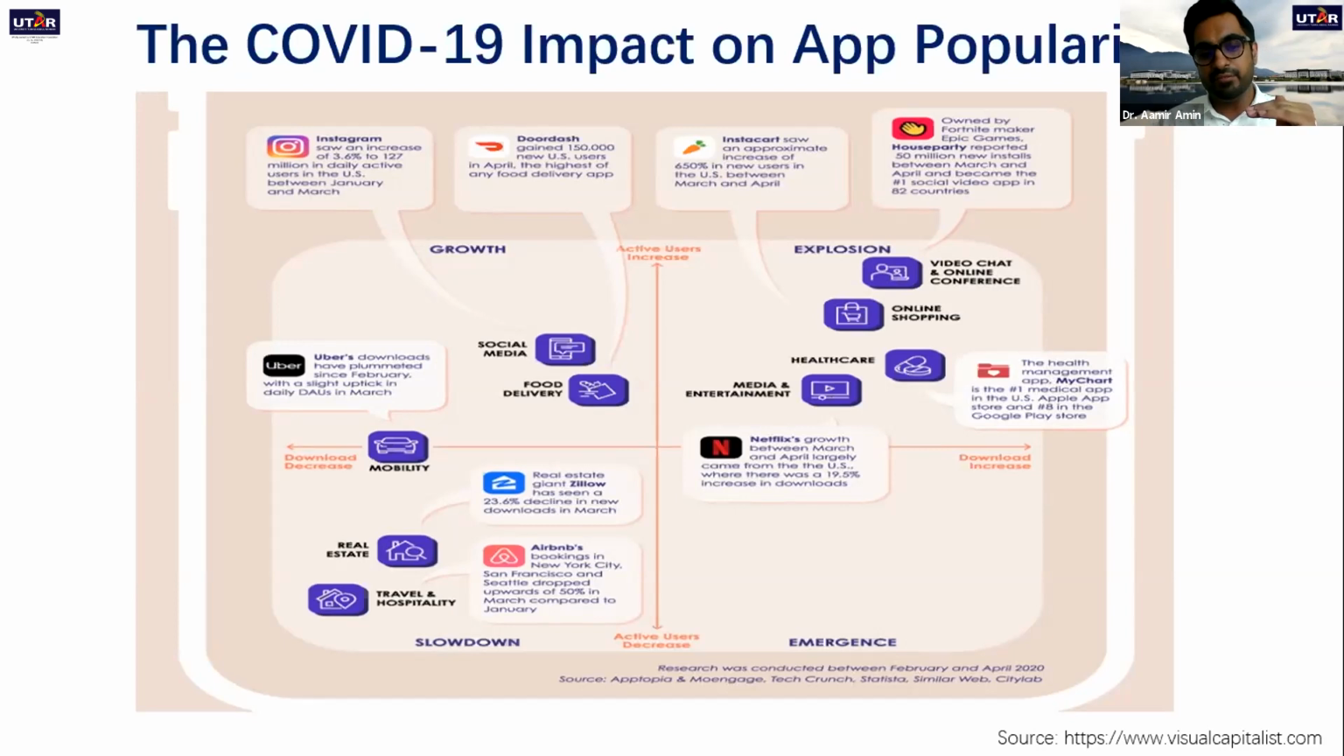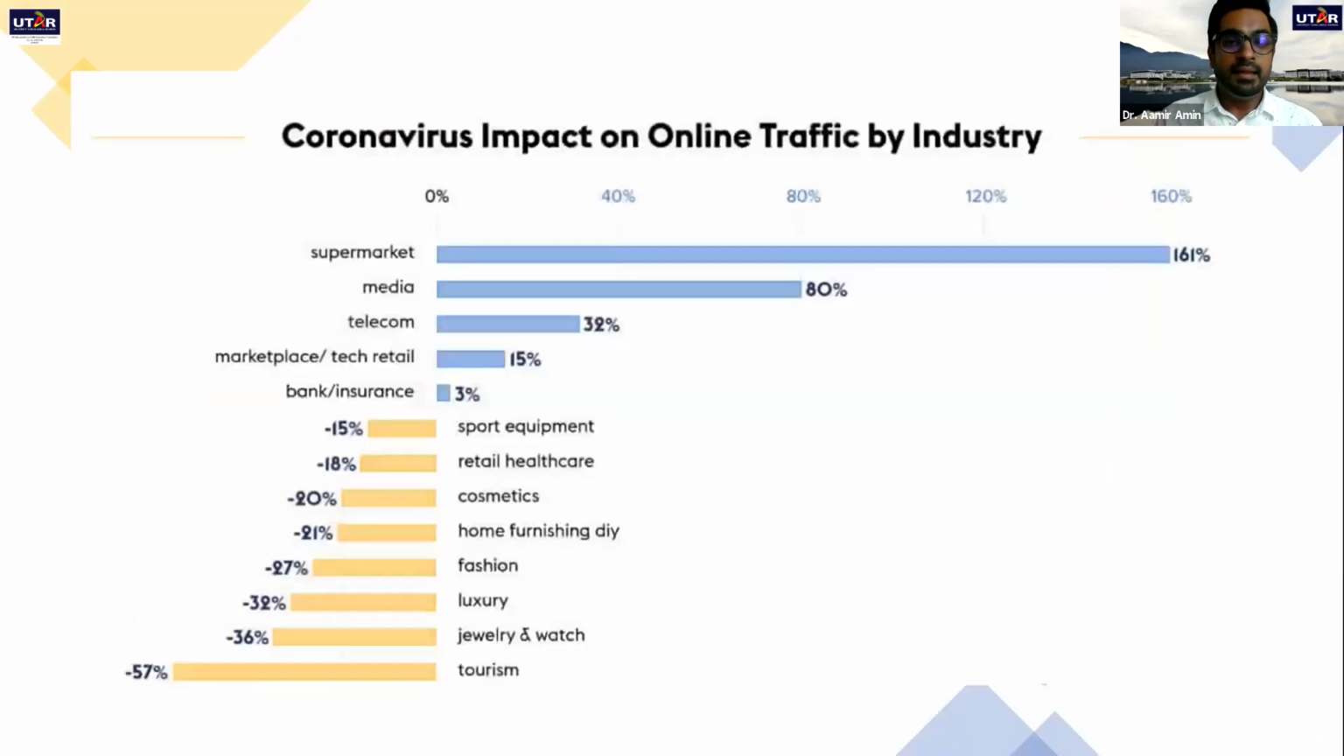Those areas which have faced slowdown are, for example, real estate, or travel and hospitality. It has been long since I've seen Booking.com or Airbnb because we cannot really travel, so that has slowed down a lot. Then if you see the impact, traffic on supermarket websites has increased 161%, media 80%, telecom 32%, and marketplaces like Amazon and similar companies 15%.